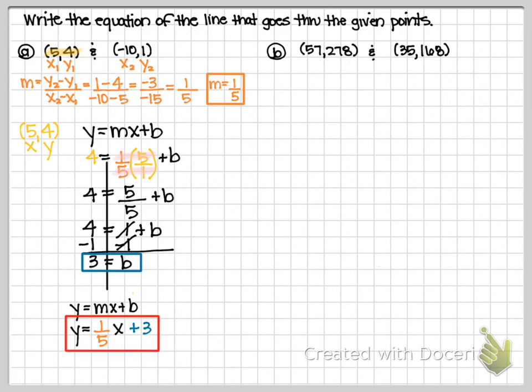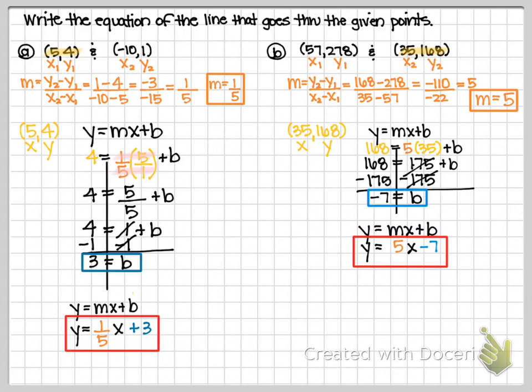What I'd like you to do, I would like you to do all of B. So calculate your slope, pick the point you like the best, plug it in. It's the exact same process of what we just did on this question and what we did on the previous slide. Let's see if we can do this. So do part B. And I think that's our answer for B.